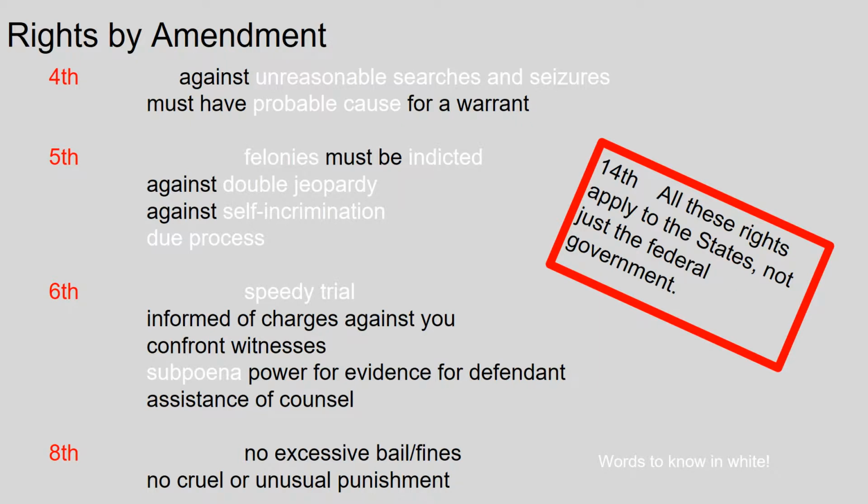Specific rights by amendment. We have the Fourth Amendment, which is against unreasonable searches and seizures, and you must have probable cause for a warrant. The Fifth says that felonies must be indicted, it's against double jeopardy, against self-incrimination, and includes due process. Sixth gives you the right to a speedy trial, to be informed of the charges against you, to confront witnesses, subpoena power for evidence for a defendant, and the right to assistance of counsel. The Eighth protects you from excessive bails or fines and cruel or unusual punishment. And then the 14th says that all these rights apply to the states, not just the federal government.